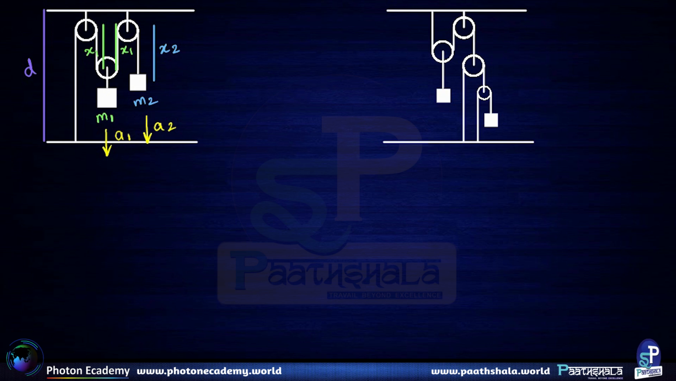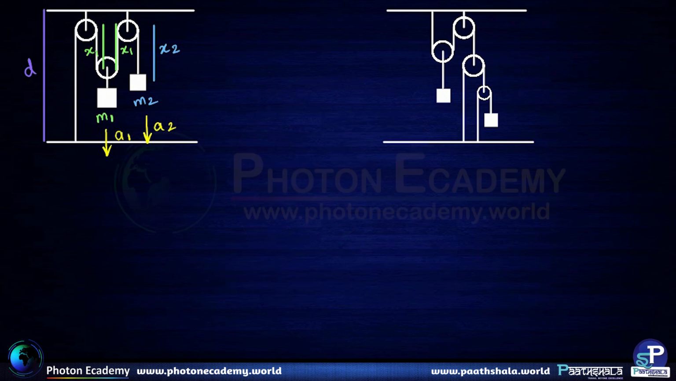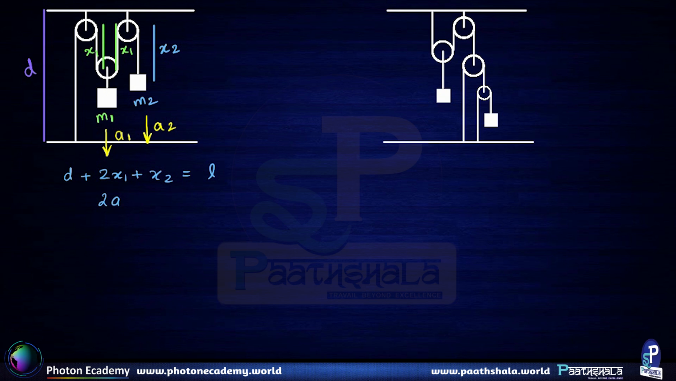Now as far as the length of the string is concerned, we can understand that this constant part d plus 2 times x1 plus x2 is going to give us the length of the string L. On double differentiating, we get 2 times a1 plus a2 is equal to 0. So this is our first equation.